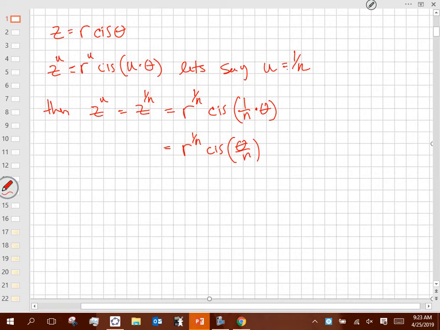Now, what that ends up being then, guys, think about this. What is z to the 1/n the same as? Isn't that the same as the nth root of z? Which is then equal to the nth root of r times cis of theta over n. And if we go through this procedure, what happens when we divide by n is we take our theta and we've reduced it by quite a bit, depending on what n is.